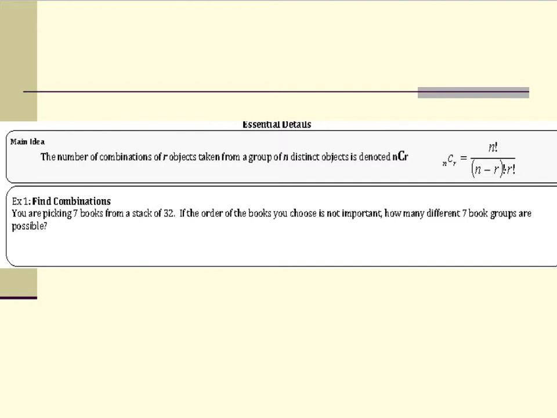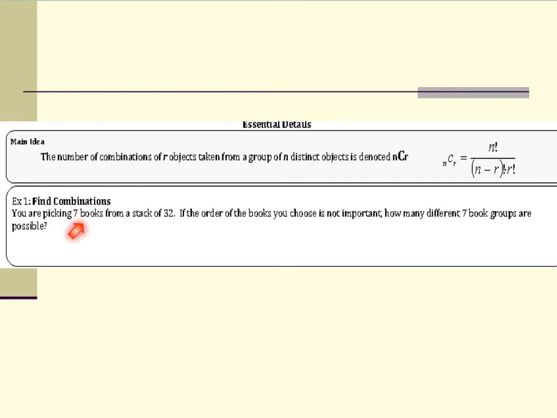Okay, so the first main idea here, the number of combinations of R objects taken from a group of N distinct objects is denoted NCR. So N is the total number of objects, R is how many we want. So NCR can be simplified like this, N factorial divided by N minus R factorial times R factorial. That's how we can simplify. So let's look at a problem.